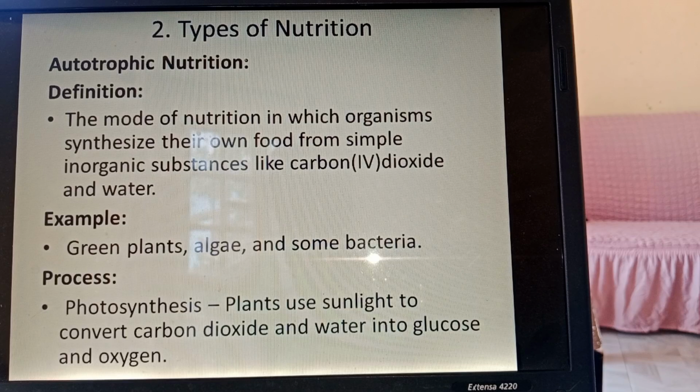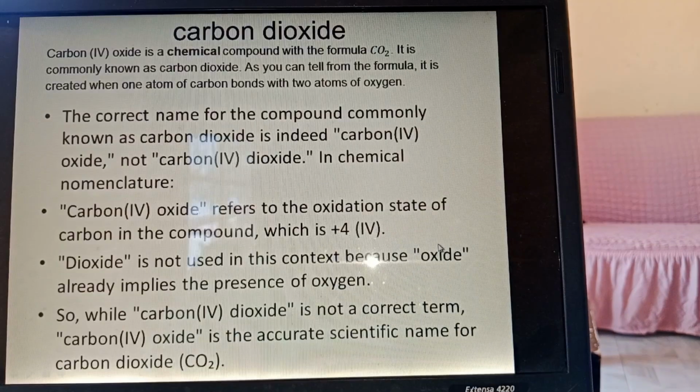Guys, let me correct this one completely. Guys, I want to go back a bit because there is something I have noted. I don't know whether I was the one who was mixed up, but there is a correction I would like to make, and that is concerning the word carbon dioxide.